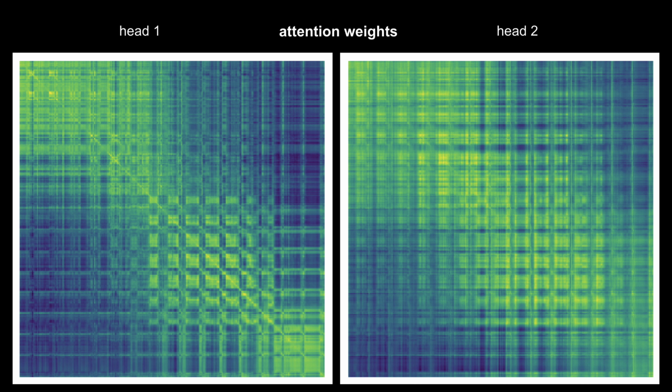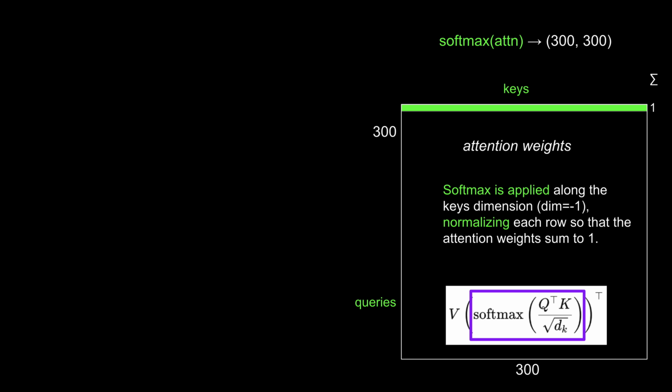Here you can see the resulting 300 by 300 attention weights for both head 1 and head 2. However, we cannot interpret the attention weights as they are because they are not normalized. Without normalization, the attention weights lack a clear relative meaning, making it difficult to determine how much importance each key contributes to a given query. That's where the Softmax function comes in. Softmax transforms the unnormalized attention weights into a probability distribution, ensuring the weights for all keys sum to 1. This makes the weights interpretable, representing the relative importance of each key to its corresponding query.